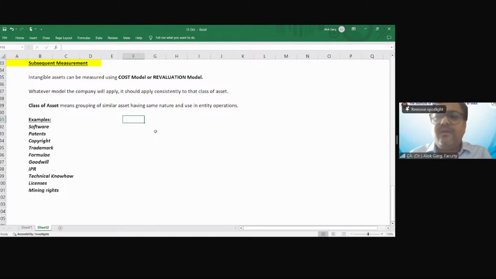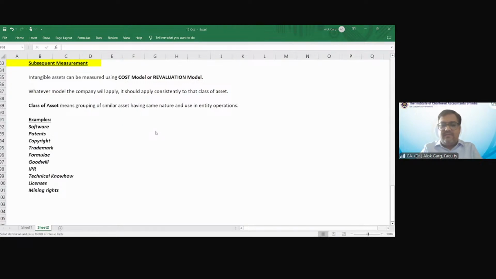Okay. Right. So there are two models, cost model or revaluation model. Whatever model the company applies, it has to be applied consistently to that class of asset. And class of asset means grouping of similar assets having same nature and use in an entity's operation. Whether software and license are the same class of asset? There are two different classes of asset. Software is a different class and license is a different class.